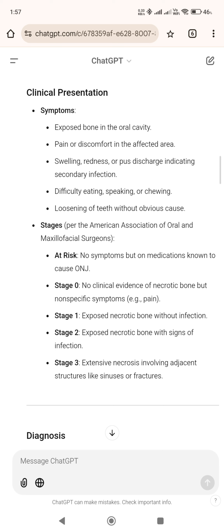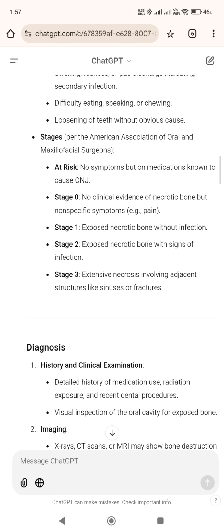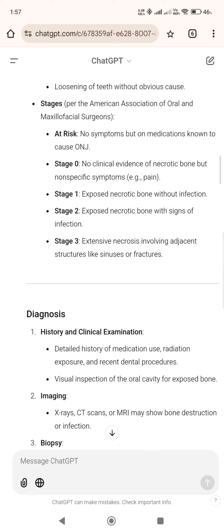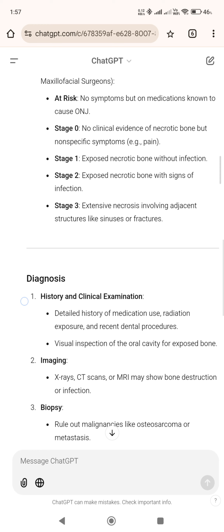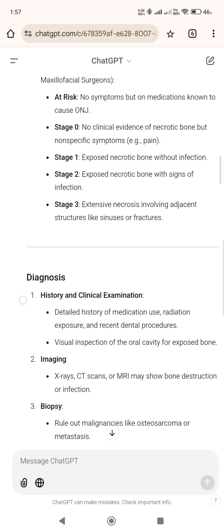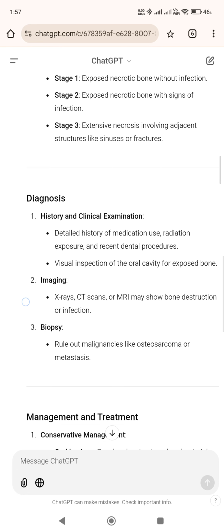Stage 0, no clinical evidence of necrotic bone but nonspecific symptoms, e.g. pain. Stage 1, exposed necrotic bone without infection. Stage 2, exposed necrotic bone with signs of infection. Stage 3, extensive necrosis involving adjacent structures like sinuses, or fractures.